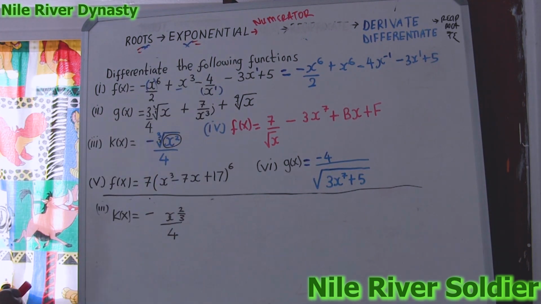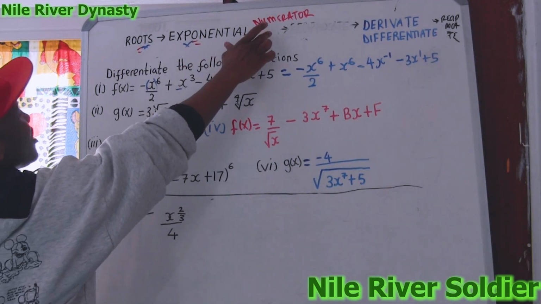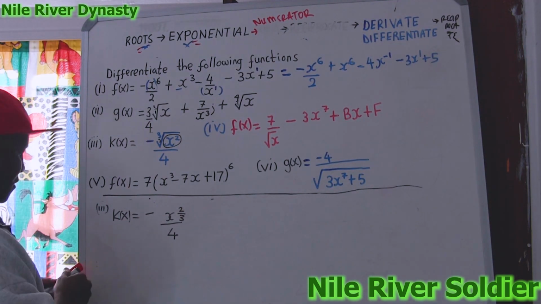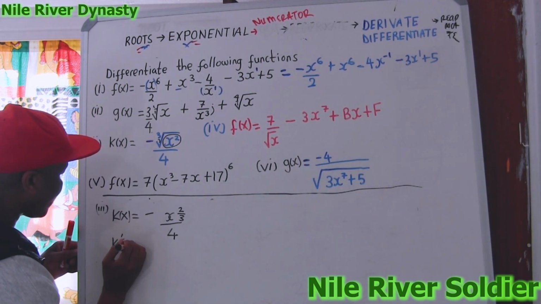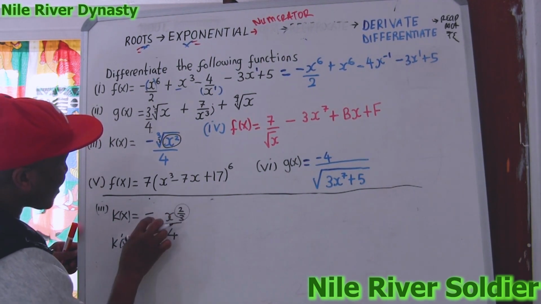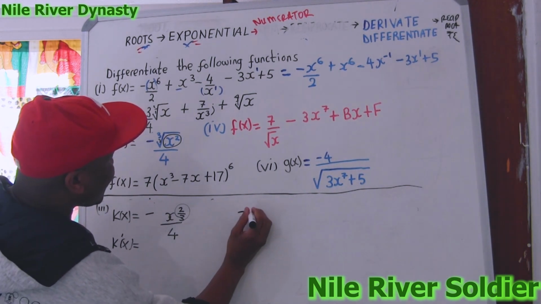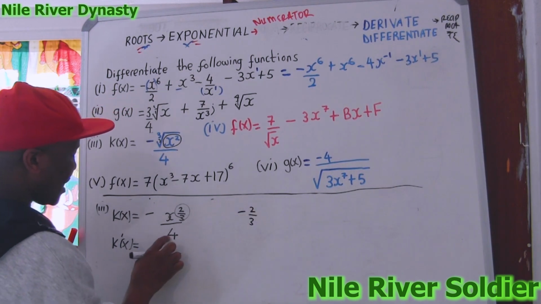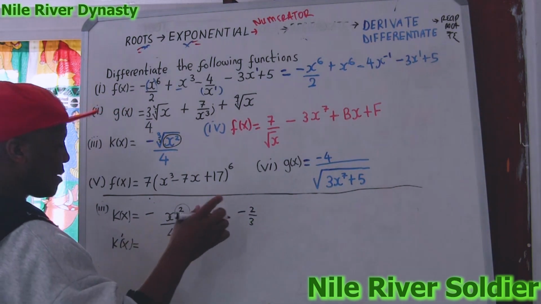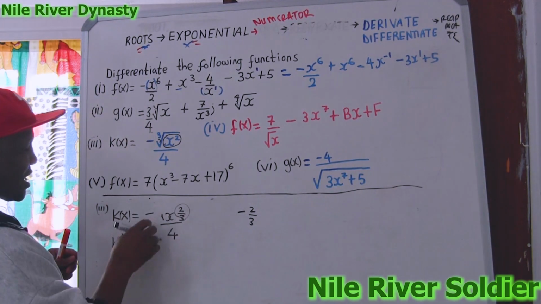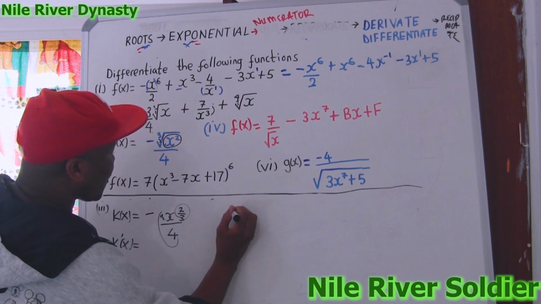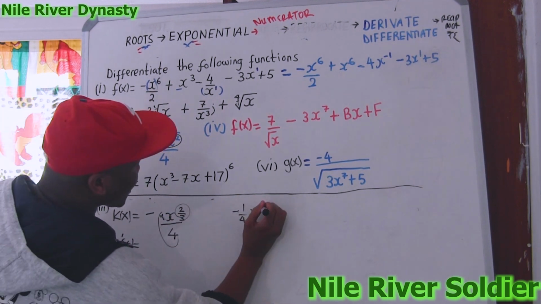So for that case, if you want to differentiate, it's easy because everything is in the root and exponential, and all units are in the numerator. So we're going to differentiate. This is going to be k prime, take the power to the back, multiplied by negative 2 over 3. There's a 1 over 4, so I'm going to say negative 1 over 4 multiplied by 2 over 3.